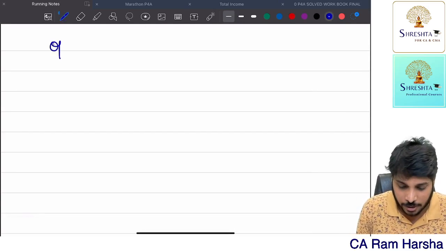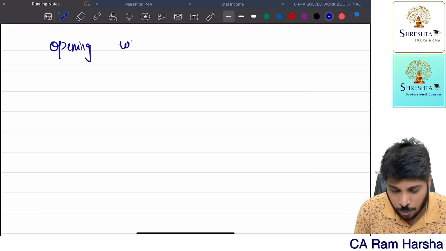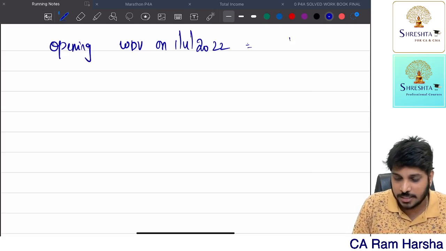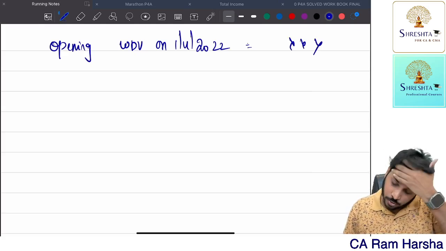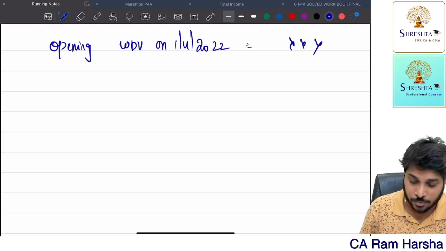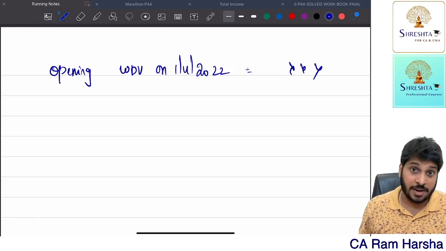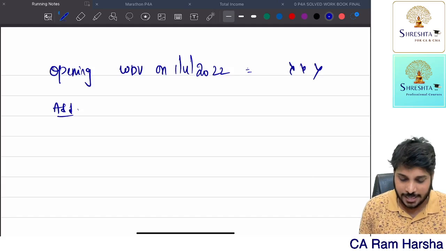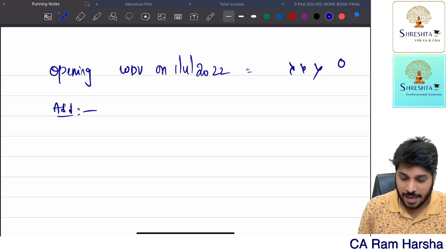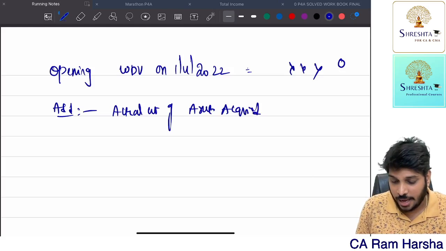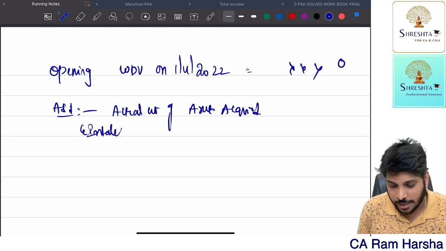Computation format, very important. For any block, generally the opening WDV on 1st April 2022 will be there. Let us assume, in the exam they will test you only on the 22-23 year, so that's why I'm taking 1/4/2022. Now, suppose this year only I started business, meaning the opening value will not be there. In that case, only additions. So the opening value you will put as 0. Simple. Additions: actual cost of assets acquired and installed during the year.